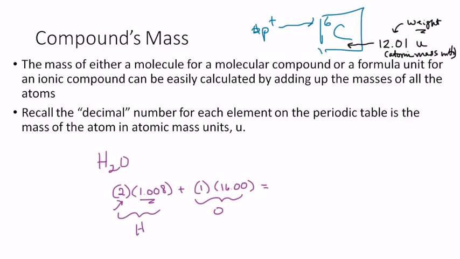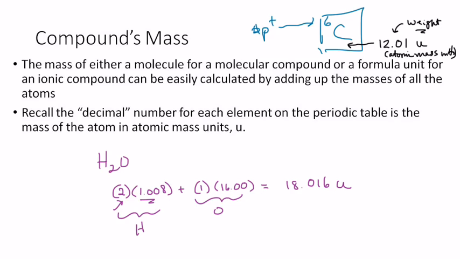And we add it up. Let me see what my calculator says. So I have 2 times 1.008 plus 1 times 16. Okay, good. 18.016, and then units would be AMUs, or the symbol U for AMUs.